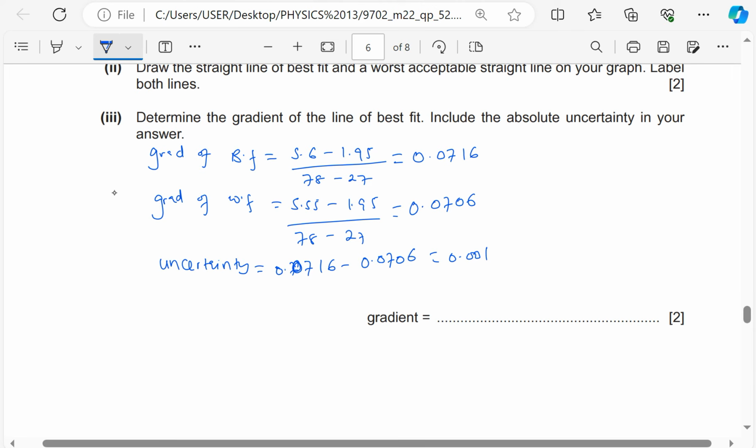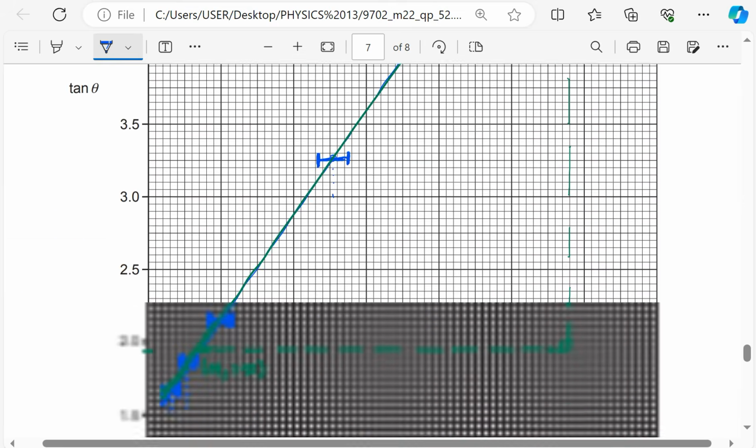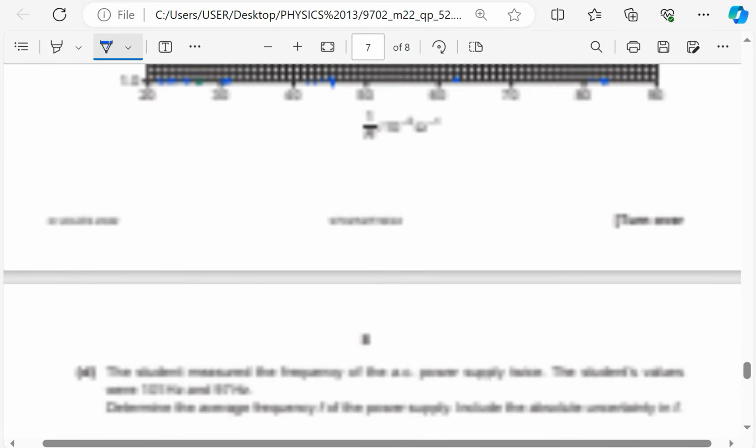So I'll write my answer here as 0.0716 plus or minus 0.001. Or I can write 0.072 plus or minus 0.001. Okay, so that is my gradient. The hardest part is plotting the graph.